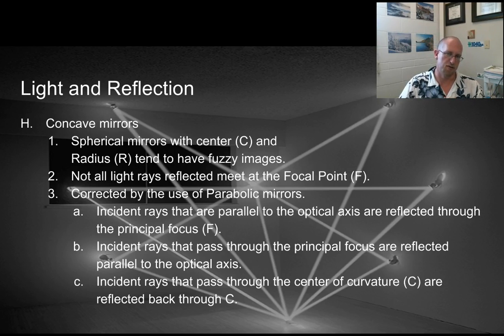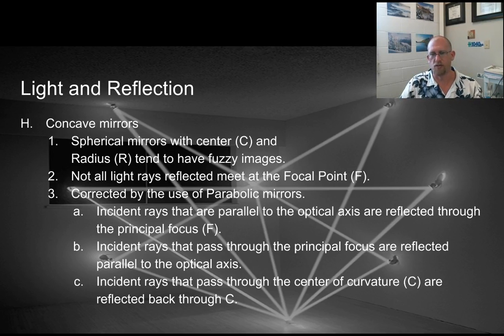That'll make sense in a minute when you see a picture. Light rays that come in straight are all reflected by the parabola through one point we call the focal point or the focus. Incident rays that pass through the principal focus are reflected parallel to the optical axis, so just the exact opposite. If a light ray comes through the focus and strikes the mirror, it's going to wind up leaving parallel to the axis.